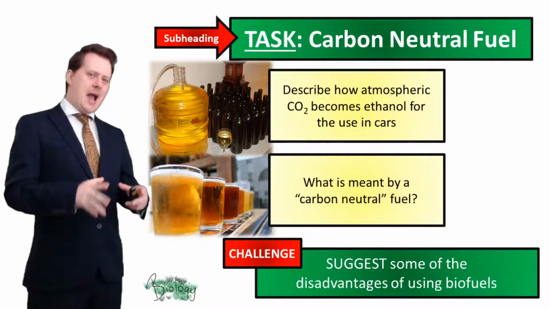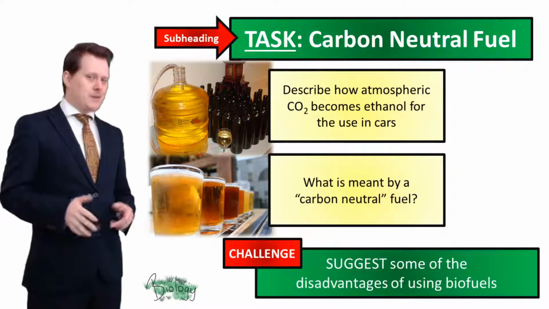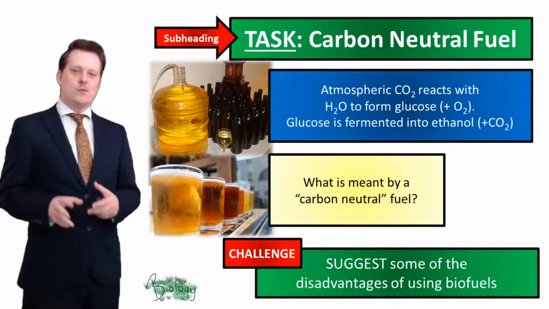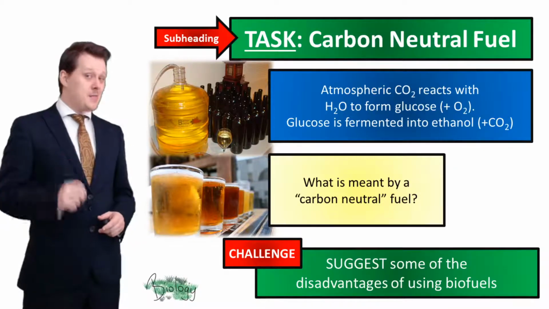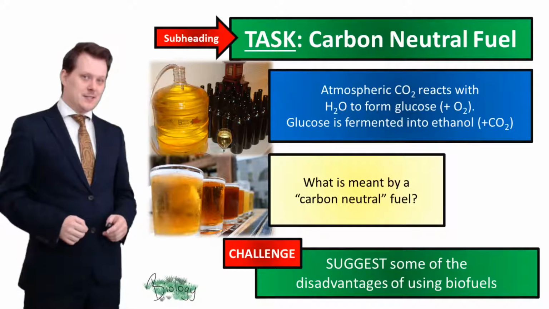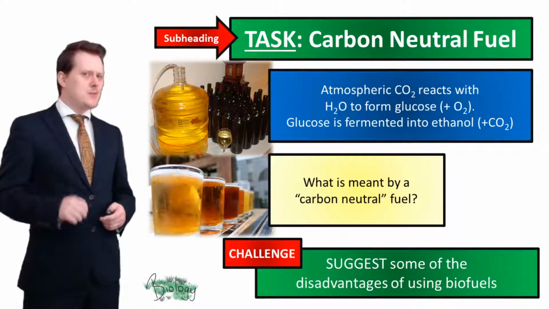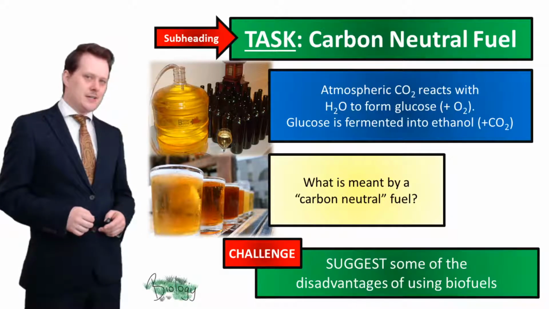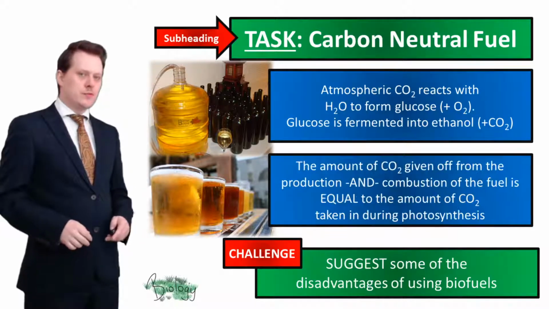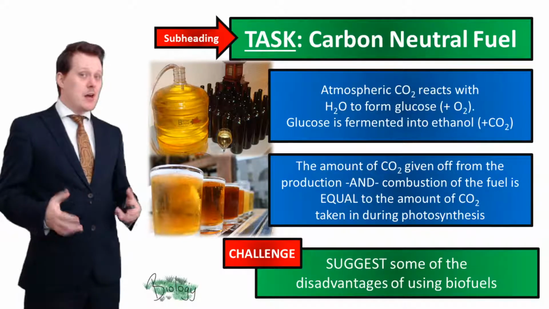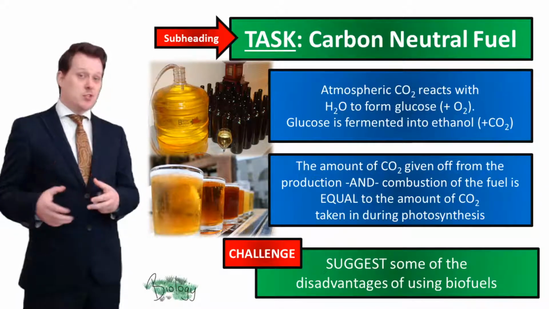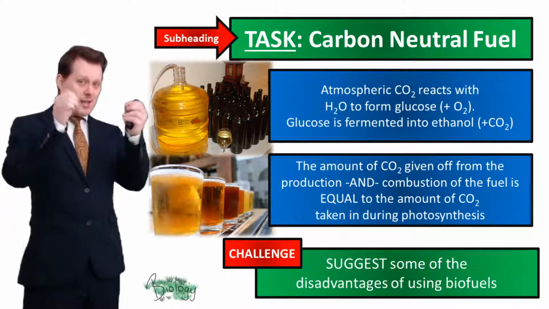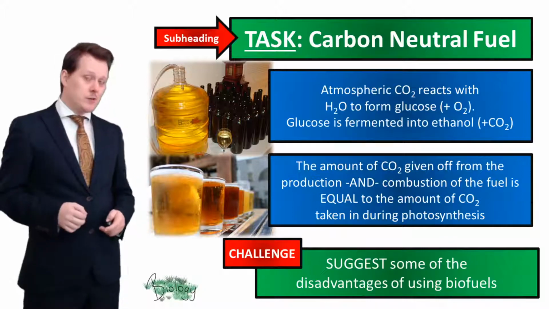So let's have a look at how atmospheric carbon dioxide becomes ethanol. That atmospheric carbon dioxide is going to react with water to form glucose in a process called photosynthesis. This glucose is then fermented in the presence of yeast to produce ethanol and carbon dioxide. What is meant by a carbon neutral fuel? It means that the amount of carbon dioxide which is given off during the production and the combustion of the fuel is equal to the amount of carbon dioxide which was taken in from the atmosphere during photosynthesis.